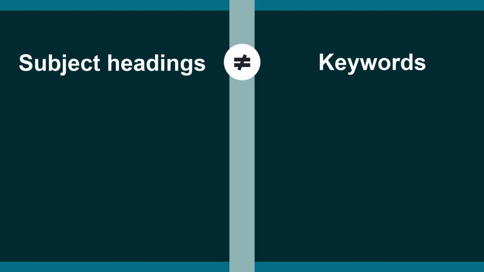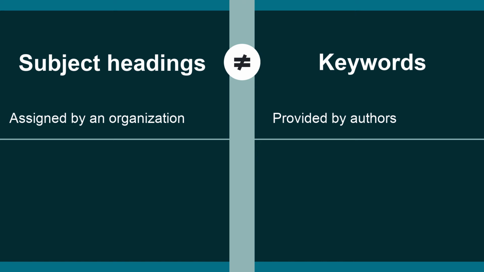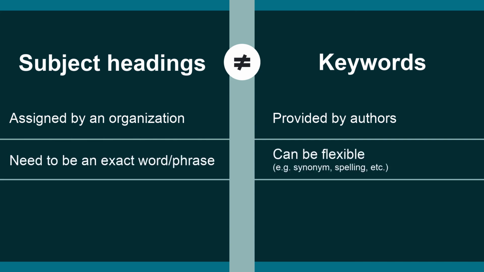Subject headings are different from keywords. Subject headings are assigned by an organization. Keywords are provided by authors. Subject headings need to be the exact words or phrases. Keywords are natural language terms, and you need to think of all synonyms, spelling variations, and so forth.